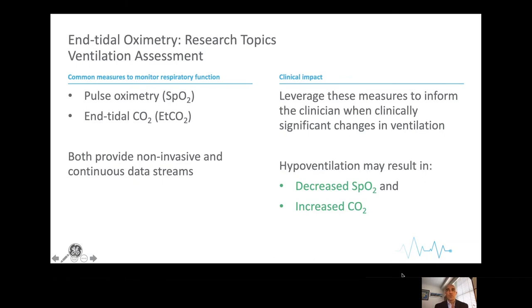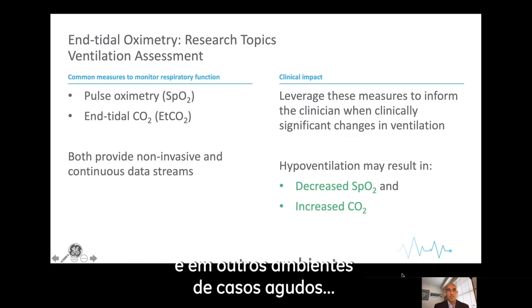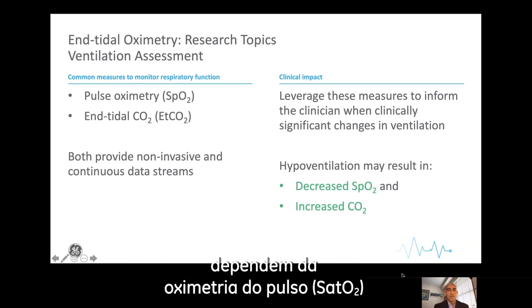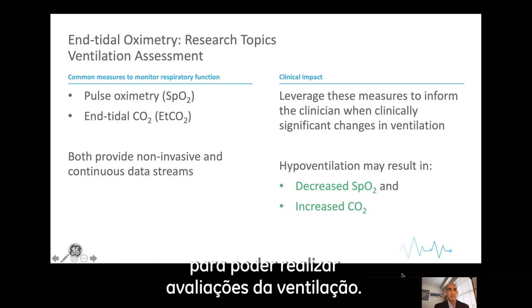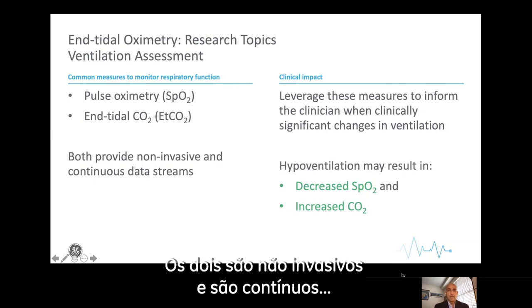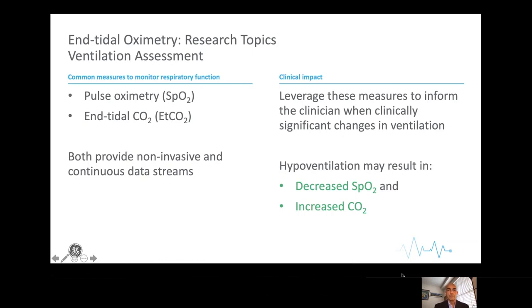So current practices in the emergency department, in the operating room, and other acute care environments will rely on pulse oximetry and end tidal CO2 to be able to perform ventilation assessments. Both are non-invasive and both are continuous, which is advantageous for the ambulatory population.